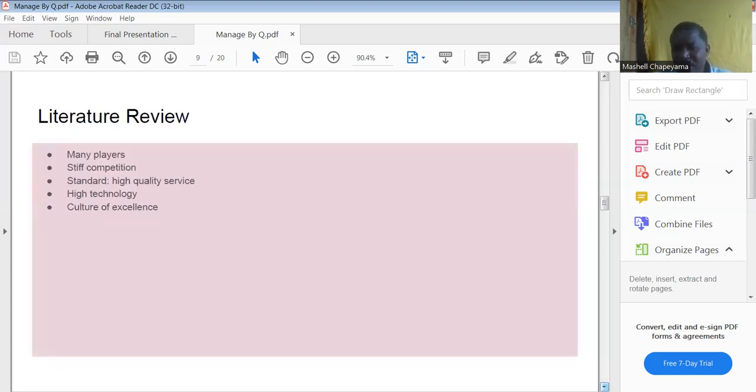Now let's look at information or material related to this topic which we are talking about, commercial cleaning or janitorial service. As we have already said, there are many players in this industry and there's stiff competition. Companies offer very high quality of service. And to achieve that, the company should have high technology and a culture of excellence. You know, we're talking of a culture of excellence where employees are willing to offer the best of their service in whatever they are doing.